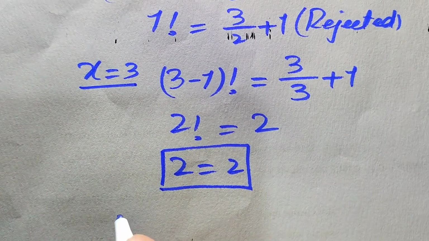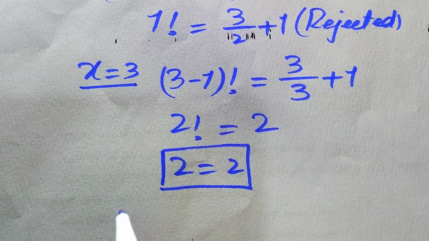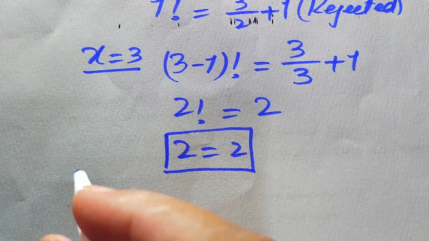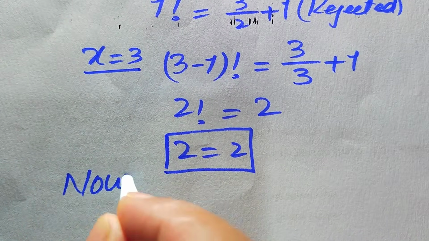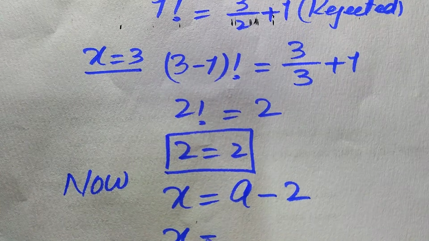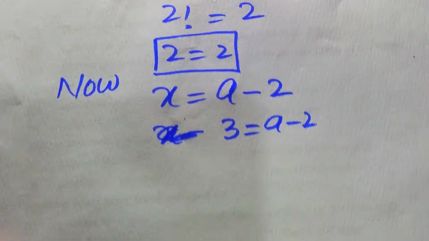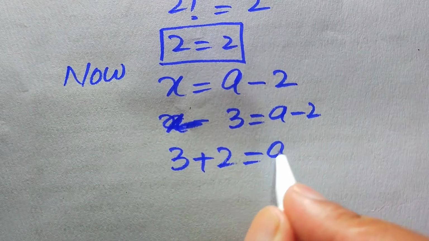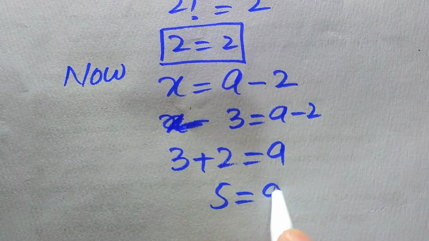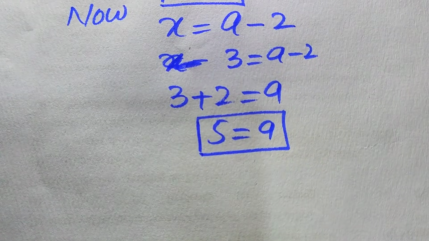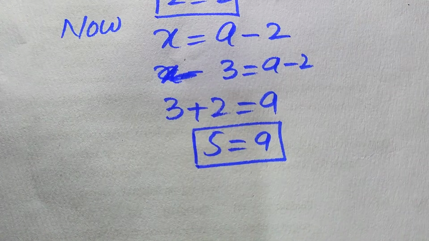x is equal to 3 is the only solution of the given equation, and now we use this value in the above equation and we get the value of a. So x is equal to a minus 2, and the value of x in this case is 3, so 3 is equal to a minus 2. We move the term minus 2 to the left-hand side and we get 3 plus 2 is equal to a, and we easily get the value of a is equal to 5. So this is the final answer of this question.